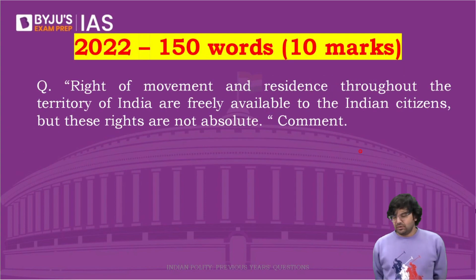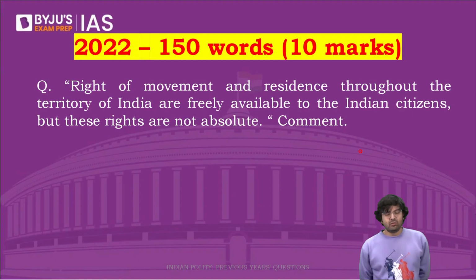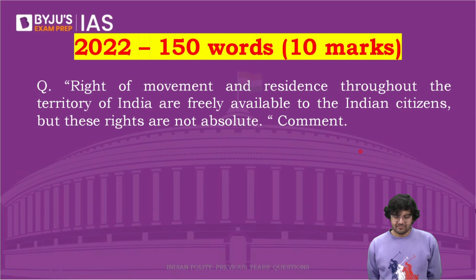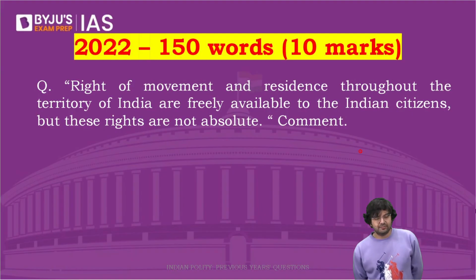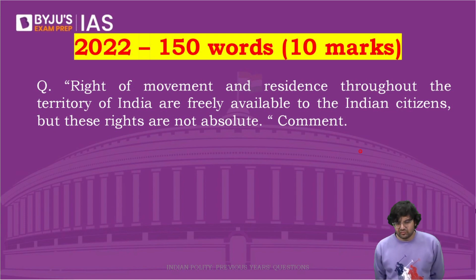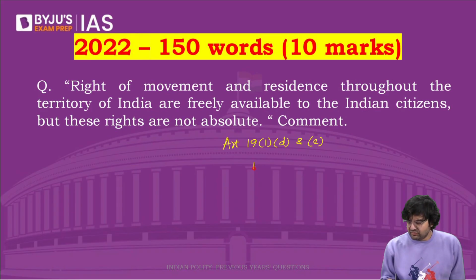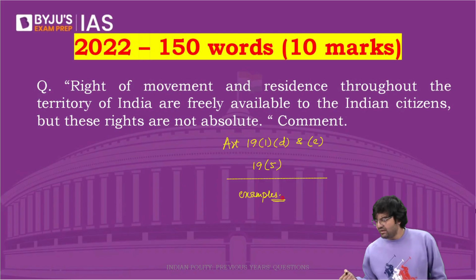Now, a question was asked last year, 2022. Right of movement and residence throughout the territory of India are freely available to Indian citizens, but these rights are not absolute. Do you agree on this? Mention what this right is, 19(1)(d) and (e). Mention the restriction and then mention examples. We have seen plenty of examples, and the reason that rights cannot be absolute.